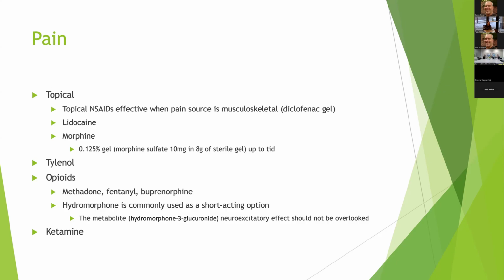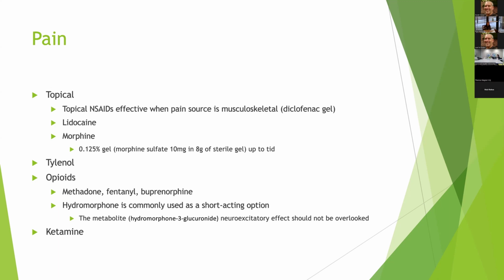Specifically, there have been studies looking at topical morphine in chronic kidney disease, and this specific concentration of gels. So if you're calling a compounding pharmacy, you can ask them for morphine 10 milligrams and 8 grams of sterile gel, and they can use it up to 3 times a day without harm and likely some benefit.